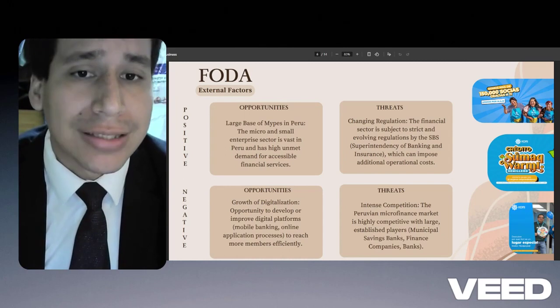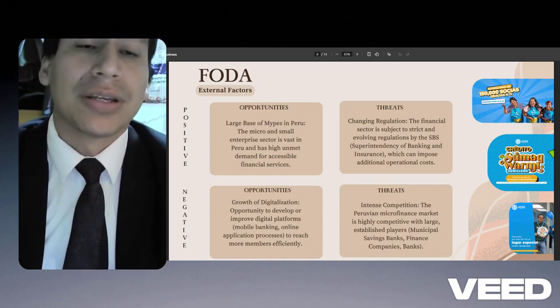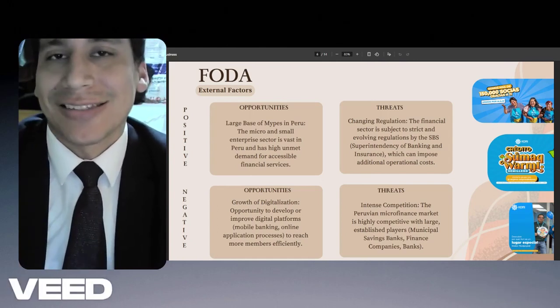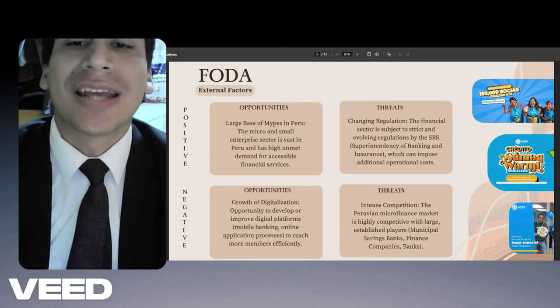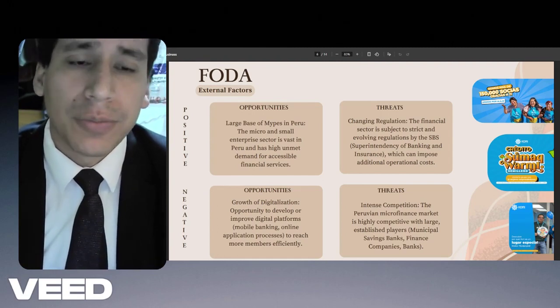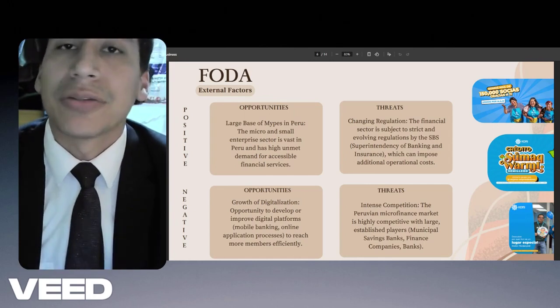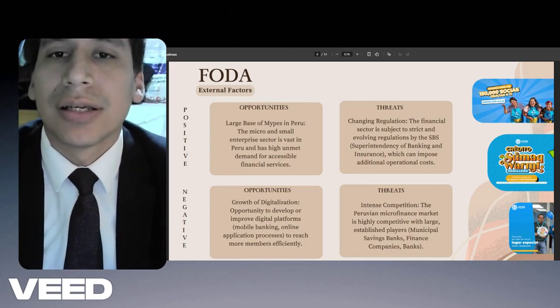But there are also threats. The financial sector has constantly changing regulation from the SBS, Superintendencia de Banca y Seguros, which can be expensive and hard to follow. And of course, competition is intense. Big banks, municipal savings banks, and others are always fighting for the same clients.